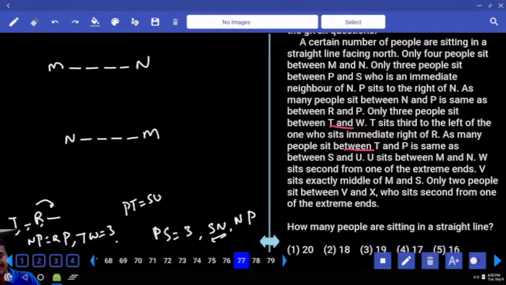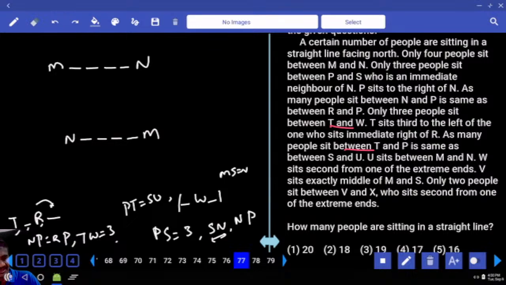Then U sits in between M and N. Where is this U? U is in between M and N. Then next one, W sits second from one of the extreme end. Now W can be either second from the left extreme or right extreme. Then V sits exactly between M and S. Now in between M and S, who is that person?